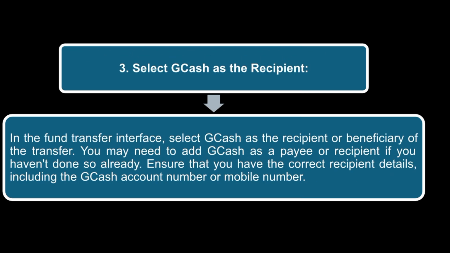Number 3. Select GCash as the recipient. In the fund transfer interface, select GCash as the recipient or beneficiary of the transfer. You may need to add GCash as a payee or recipient if you have not done so already. Ensure that you have the correct recipient details, including the GCash account number or mobile number.